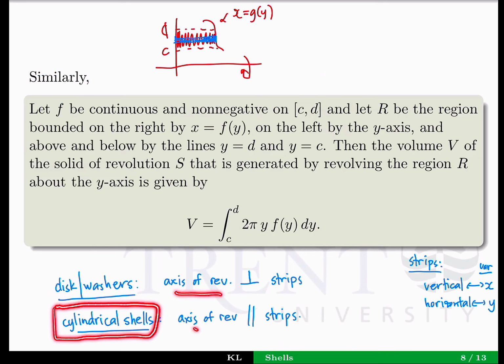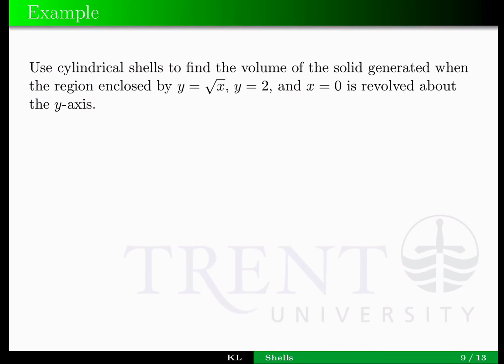Your axis of revolution is fixed. It is the orientation of the strips that you're going to change, hence the variable to use. Okay? So, let us consider this one.